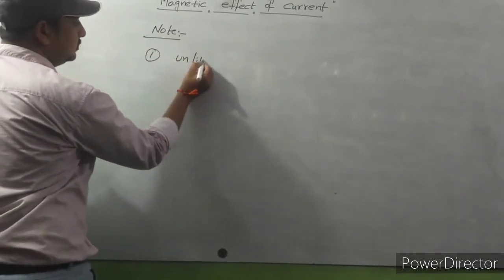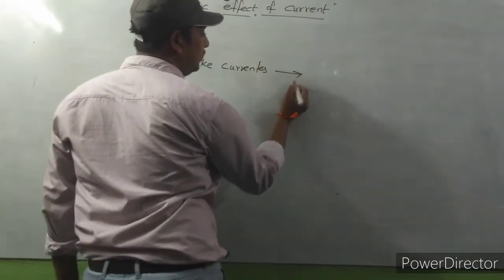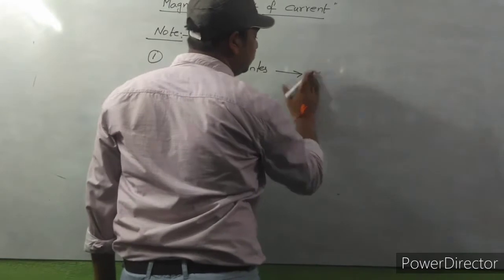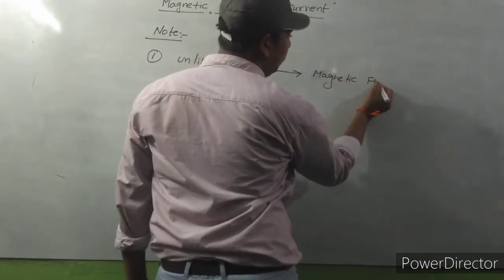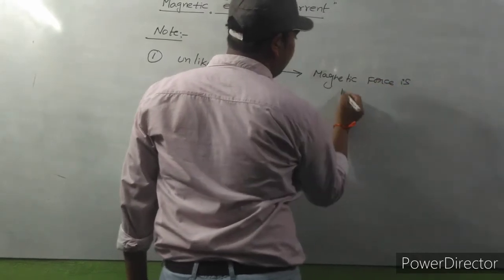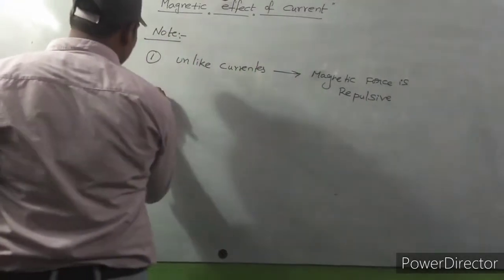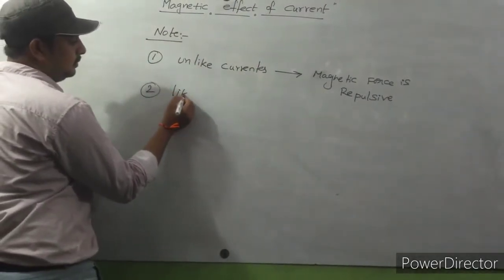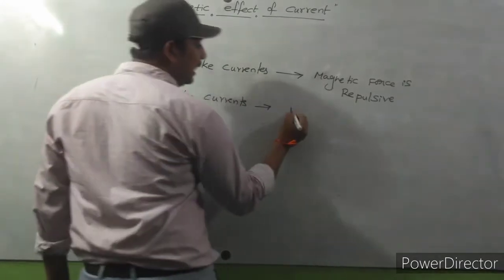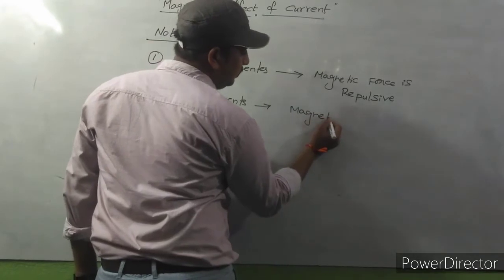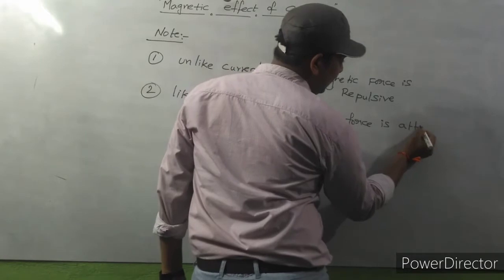Unlike currents, magnetic force is repulsive. Like currents, magnetic force is attractive.